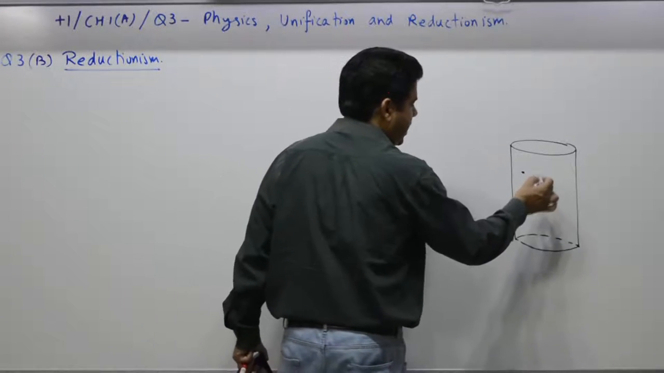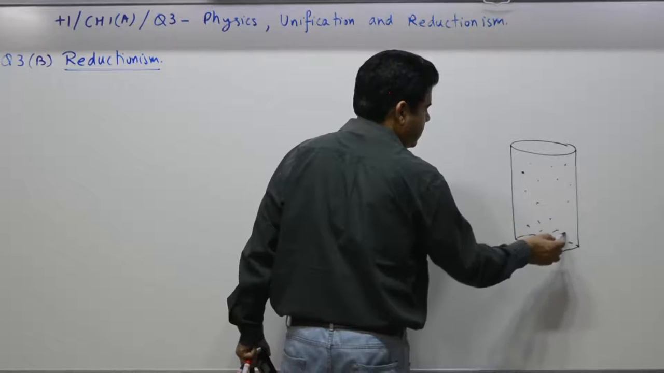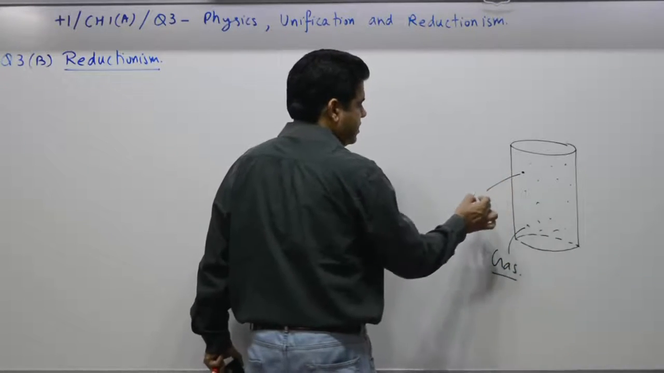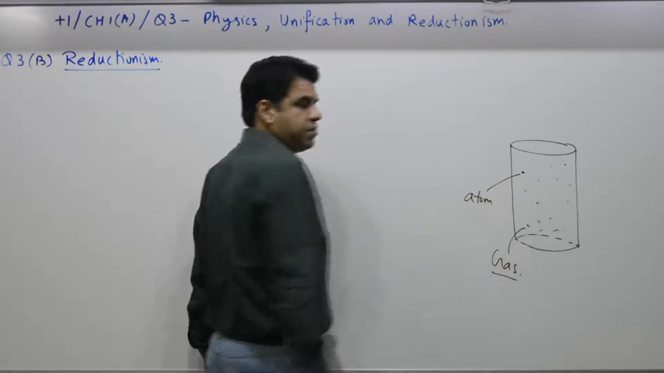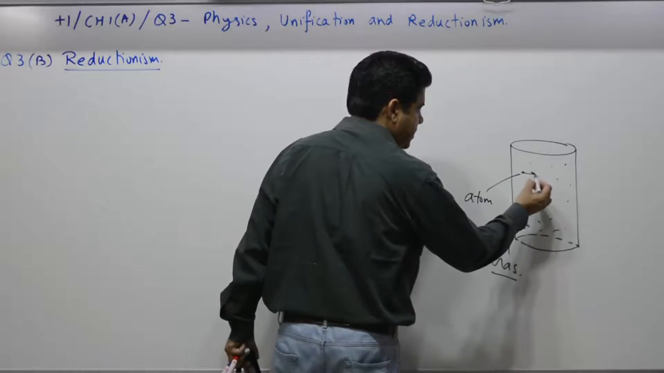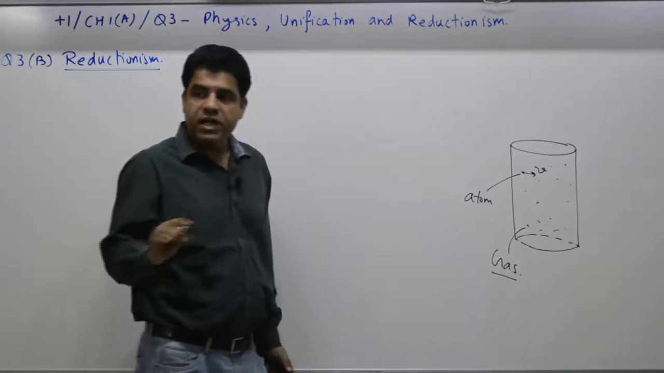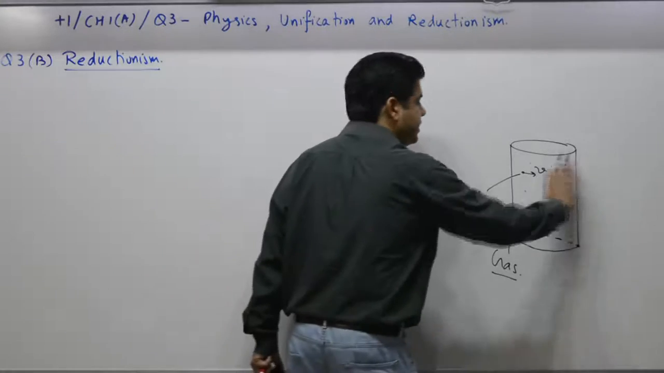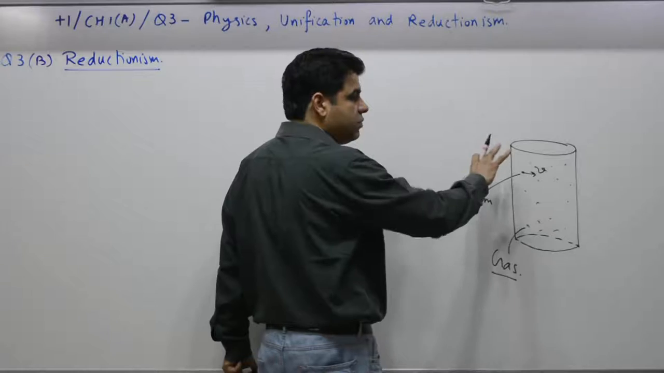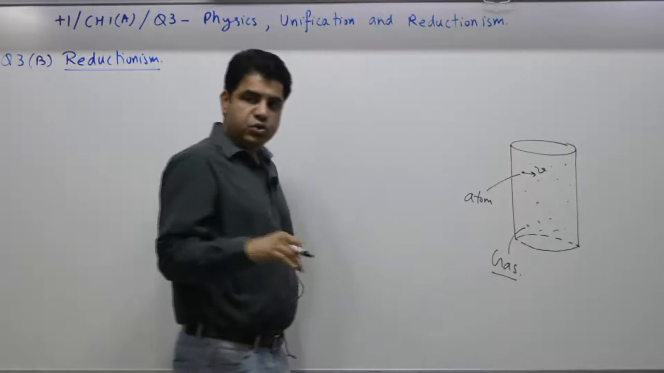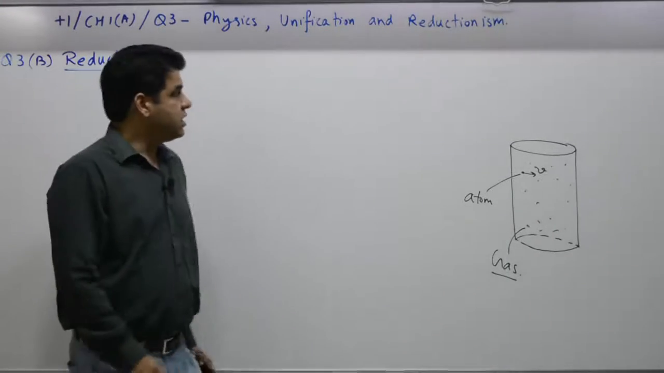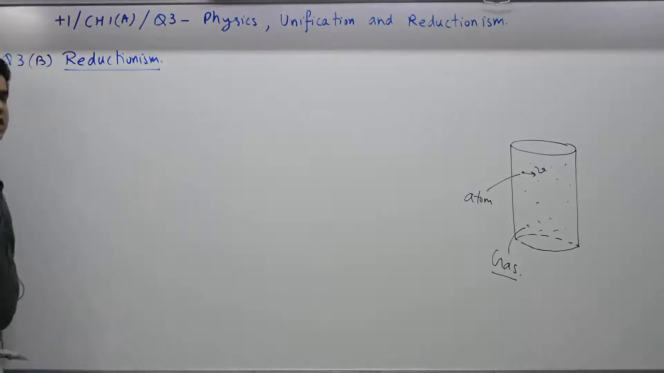So what you have is a cylinder full of gas. This is an atom present in the gas. So atoms have speed, say V. If speed of the atom increases, temperature will also increase. So you can explain what property? Temperature, using the property of the atom, that is speed. This phenomenon is known as reductionism.